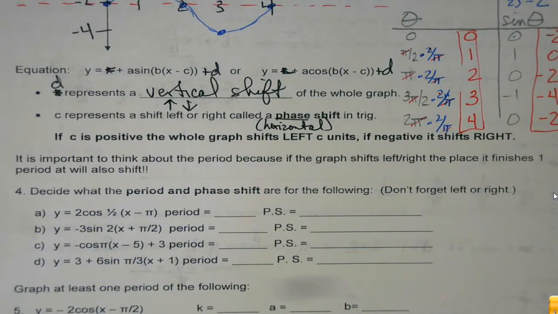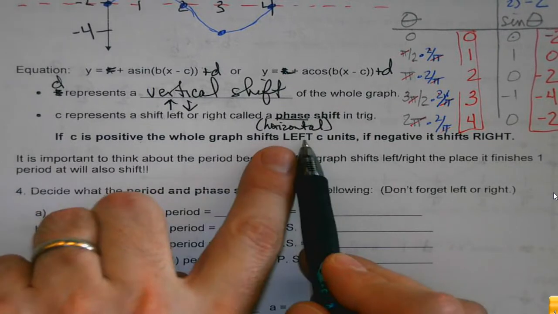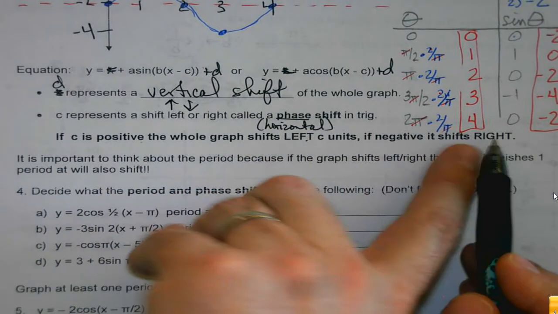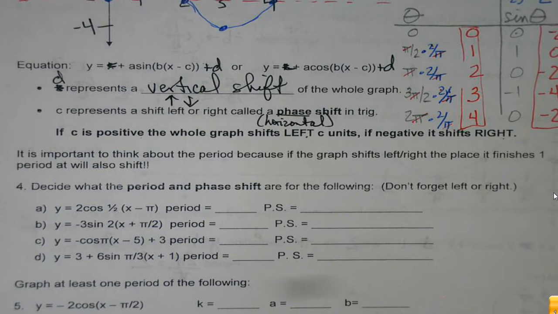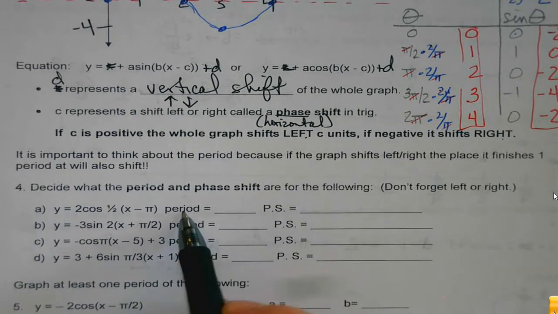But here's the cool thing. It's just like every other left and right shift we've been doing all year. Parabolas, square root functions, absolute value functions. It doesn't matter. We're doing the opposite. If it's positive, it goes left. If it's negative, it goes right. So that really hasn't changed much at all. So here's what we've got to think about. These are the ones that are going to go hand in hand with my period change.